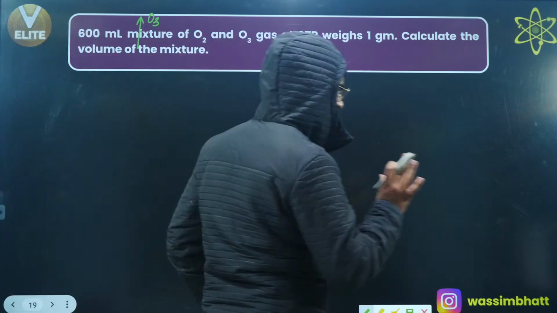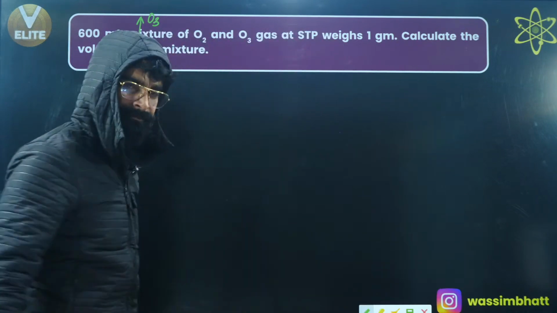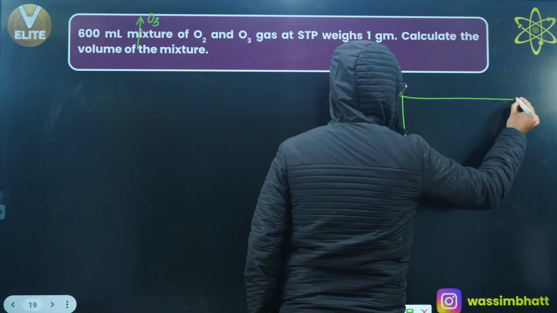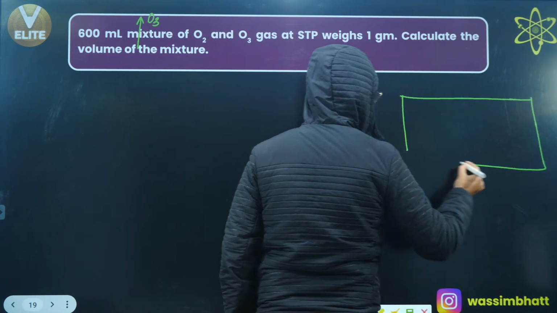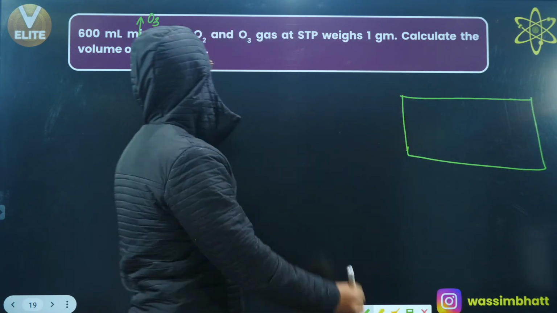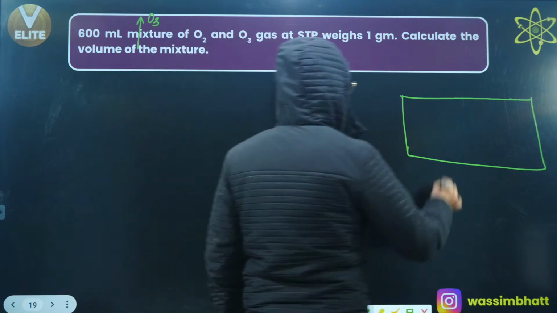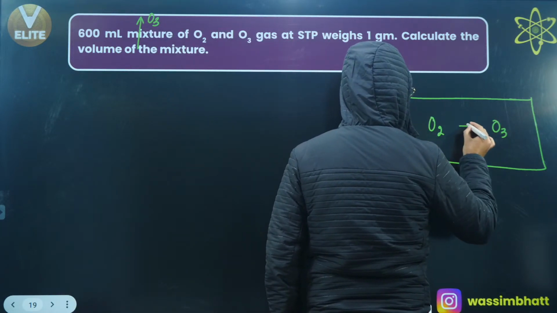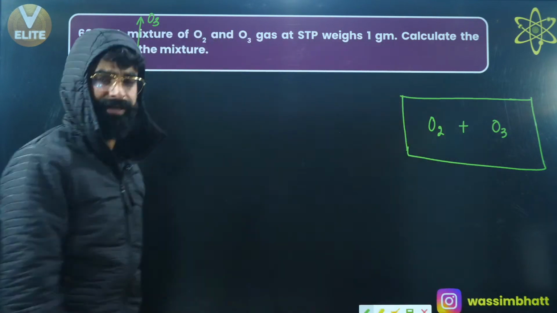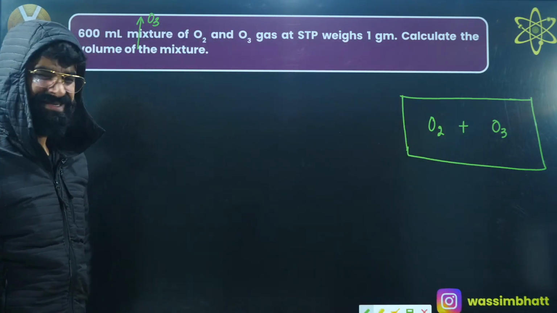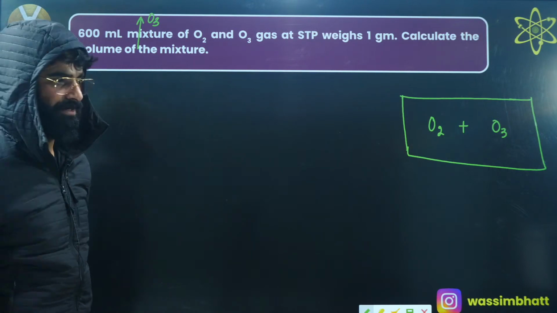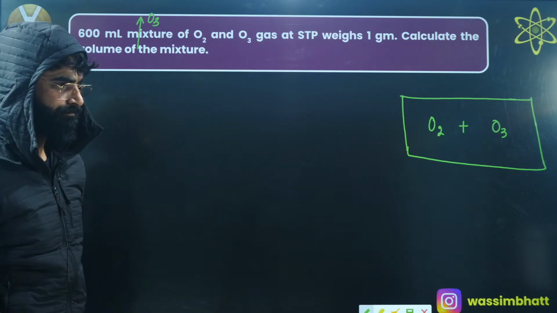Let's see how exactly this question is to be solved. Have a look properly. Step by step we are going to do this question. For example, this is the container which I have taken. This container contains two gases: O2 gas and at the same time O3 gas. So basically there's a mixture of gases in the container.